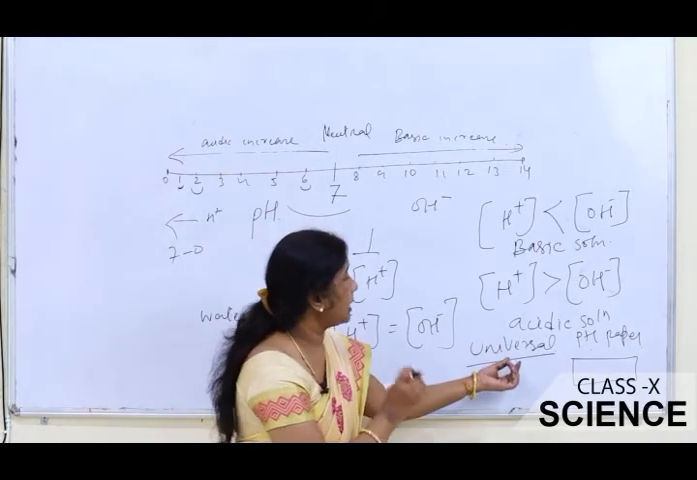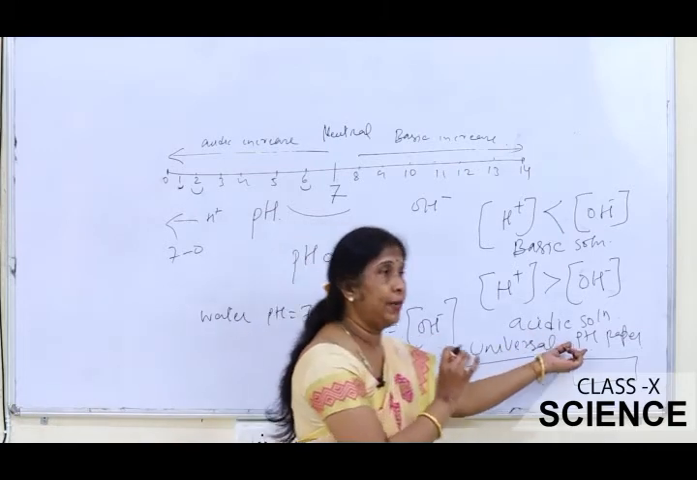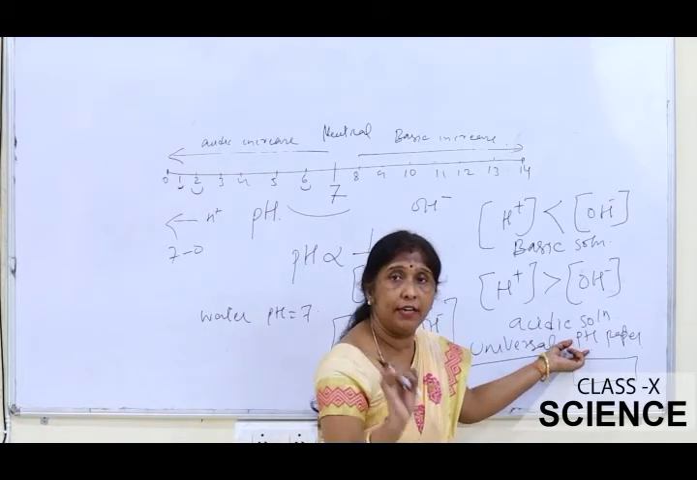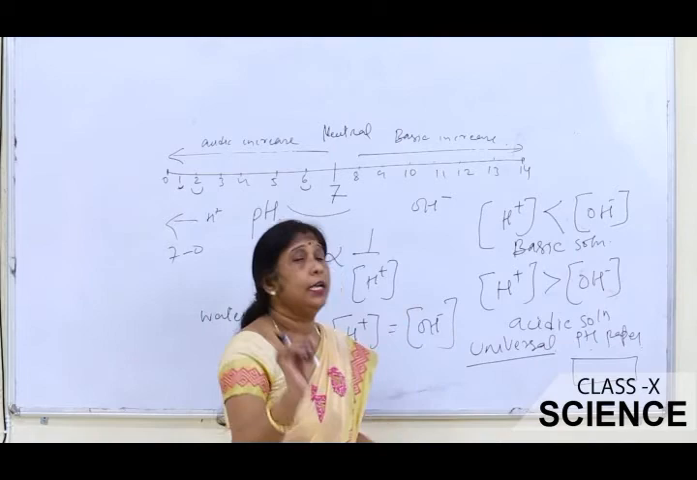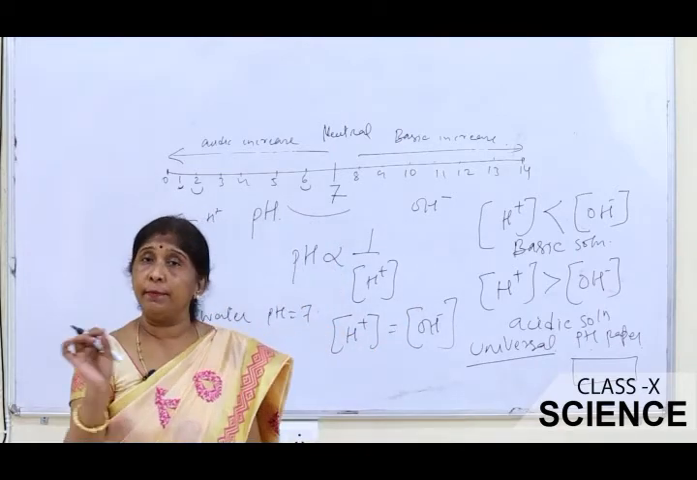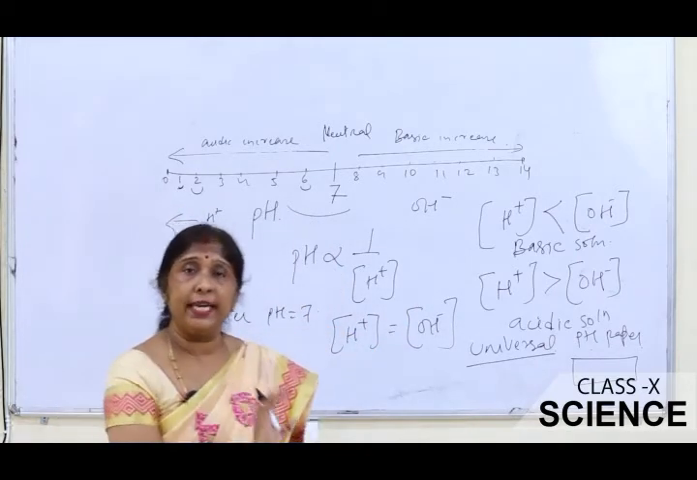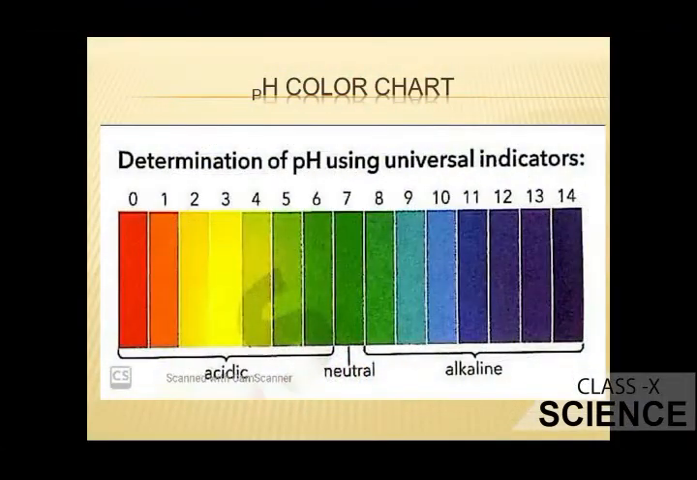Right. Now whatever color the universal indicator or the pH paper gives on treating them with an acid or a basic solution, that color can be matched with a pH color chart. You can see the pH color chart on your screen. Here I have the pH color chart, and we can match the color from it.